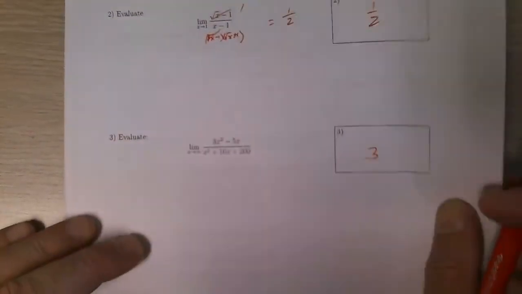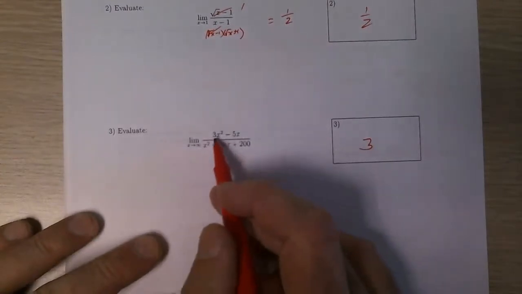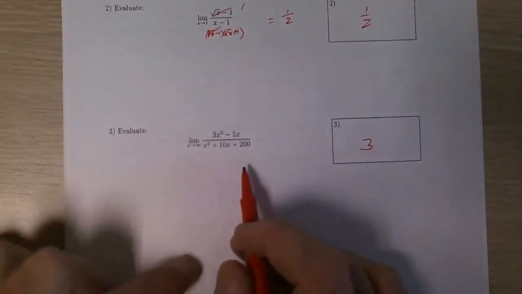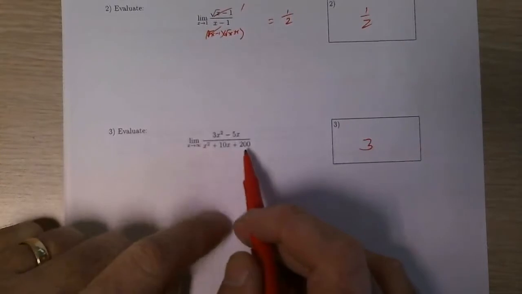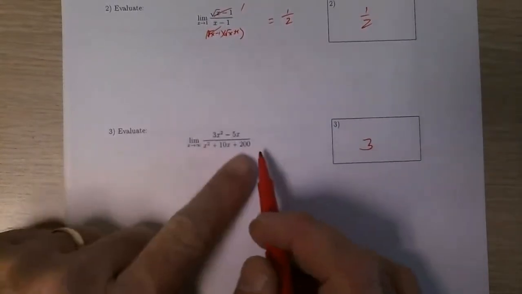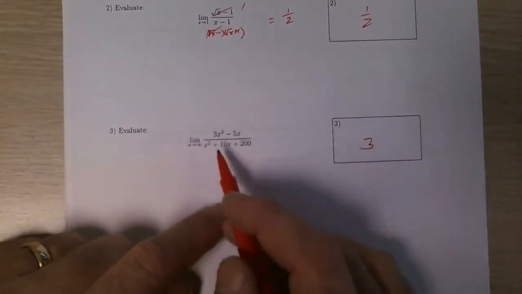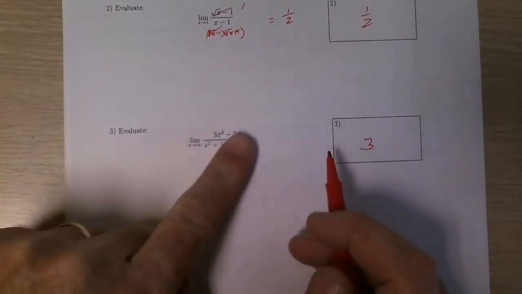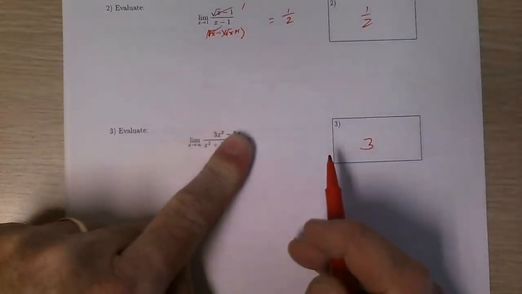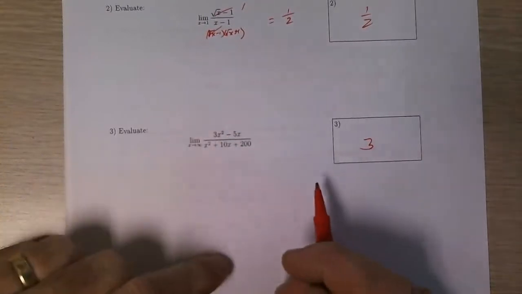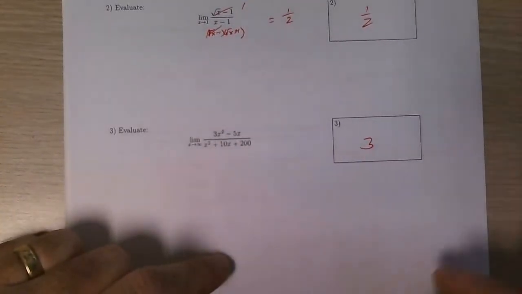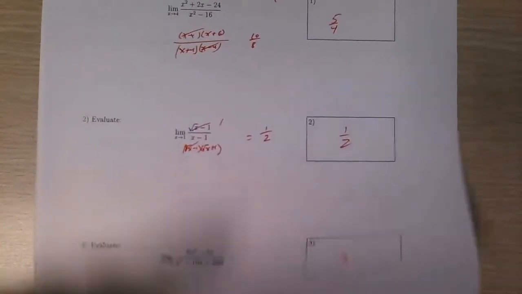Number 3, as x goes to infinity, this looks like an infinity over infinity. And the way we've been doing these is to say, hey, when x is really big, the 200s are relevant. The 5x and the 10x are irrelevant compared to those x squareds. So you're looking at 3x squared over x squared, which would be 3. When x is headed to infinity, this looks like 3. Okay.